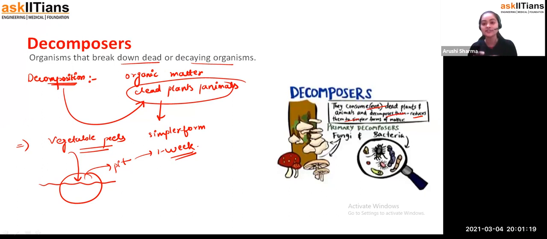Fine. So till now, students, we have studied some types of organisms: autotrophs, which can produce their own food; heterotrophs, which depend upon other organisms for their food; and scavengers, which also depend upon other animals, but just consume the flesh and blood of the dead organism. Decomposers are those organisms which break down the dead or decaying organisms, or the organic matter, into simpler forms. Fine. So that's the whole thing about the types of organisms.